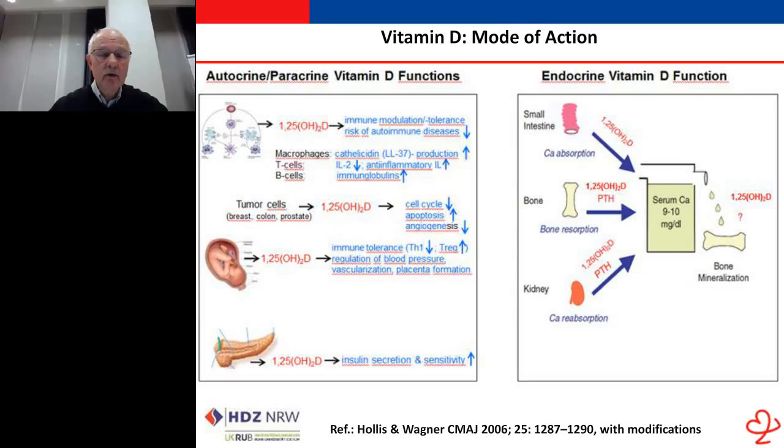And we know that vitamin D has several modes of action. It's well known that vitamin D has endocrine functions. As I mentioned before, it's important for the regulation of two minerals, calcium and phosphate, in the plasma. But it also has autocrine and paracrine actions in several tissues. For example, in the immune system, also in the beta cells of the pancreas, and it's also important in tumor cells for the regulation and differentiation of these cells.